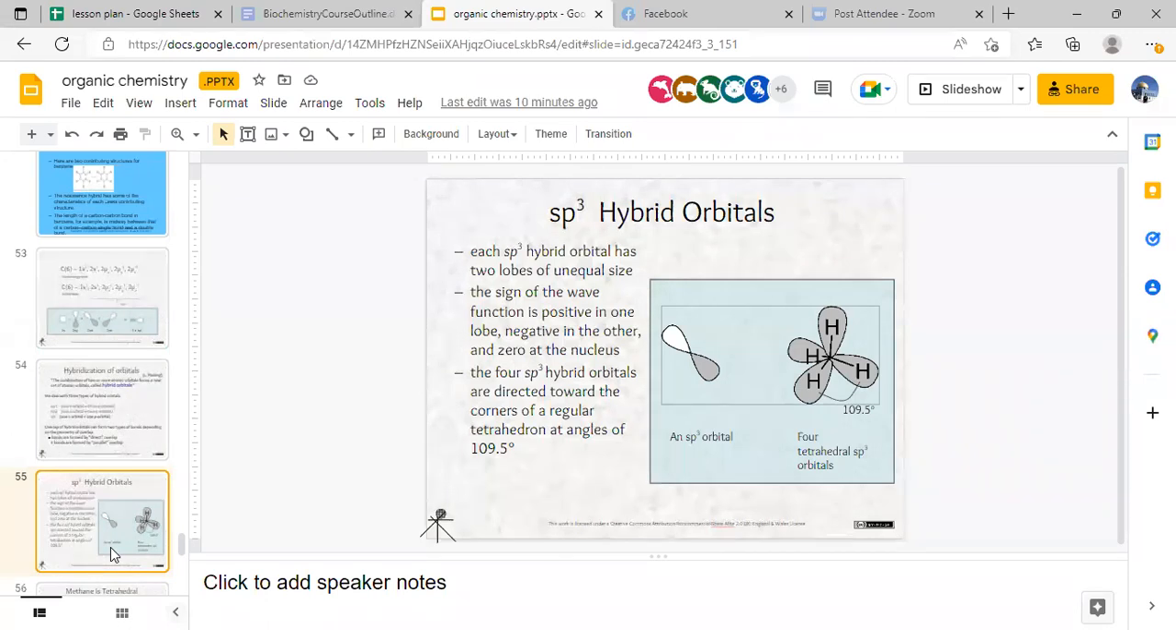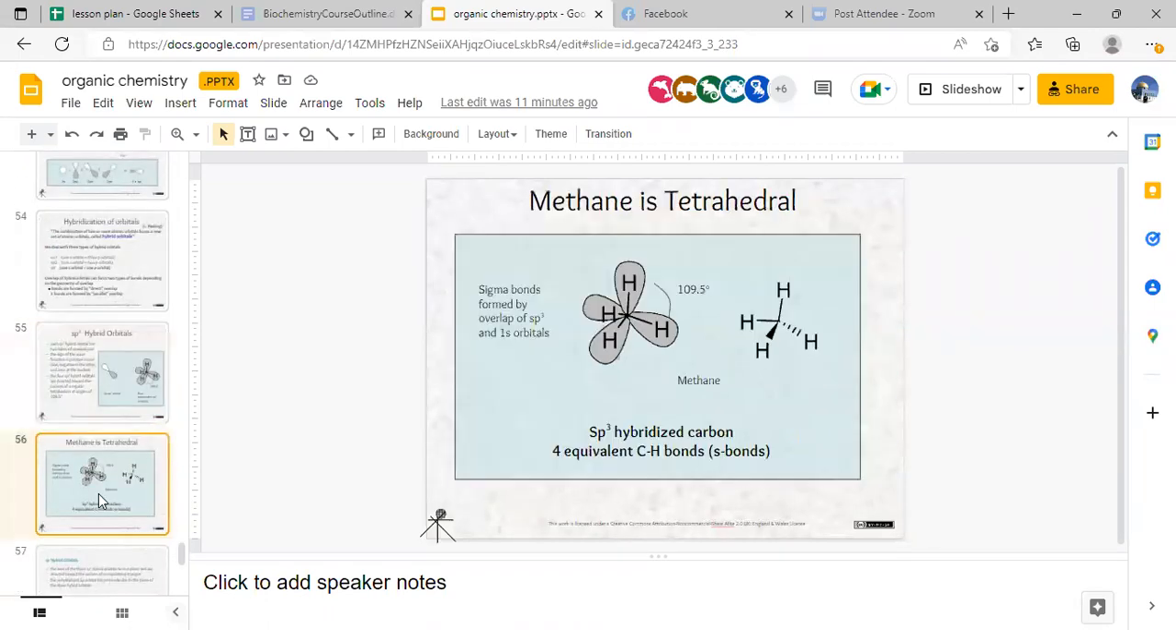Okay? Each sp3 hybrid orbital has 2 lobes of unequal size. The sign of the wave function is positive in one lobe and negative in the other, and 0 at the nucleus. So this will form a tetrahedron. So the 4 sp3 hybrid orbitals are directed towards the corners of a regular tetrahedron. So isipin mo parang pyramid yan at an angle of 109.5. So example is methane.